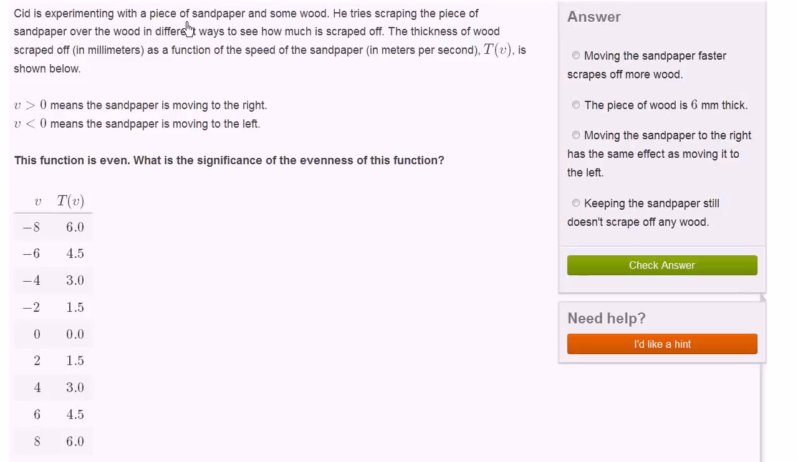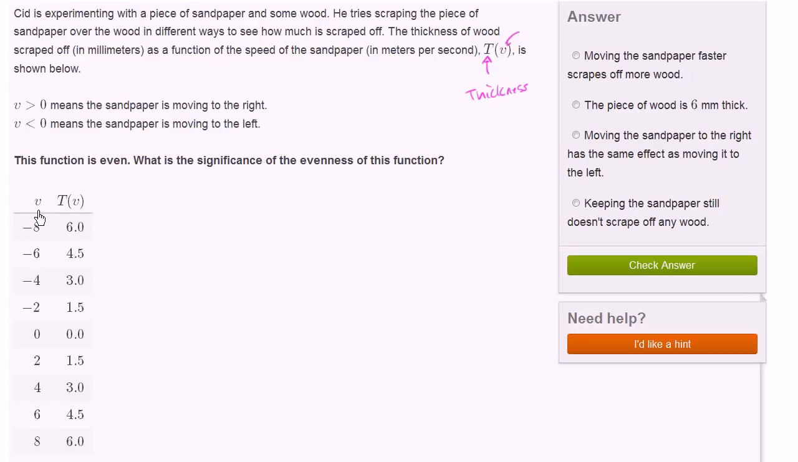Sid is experimenting with a piece of sandpaper and some wood. He tries scraping the piece of sandpaper over the wood in different ways to see how much is scraped off. The thickness of wood scraped off in millimeters as a function of the speed of the sandpaper in meters per second, T of V. So this is the thickness scraped off, or how much is scraped off, and it is a function of speed.